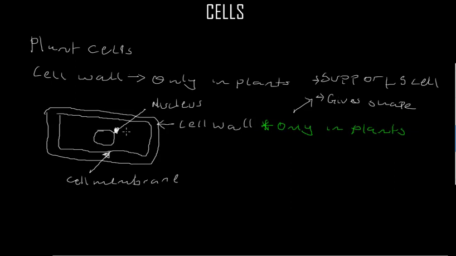Okay? Then what else do plant cells have that animal cells do not have? Plant cells have what is known as chloroplast. Let me use green for chloroplast so that we're able to see the difference. I've used green for a specific purpose, which you will get to understand as I explain.